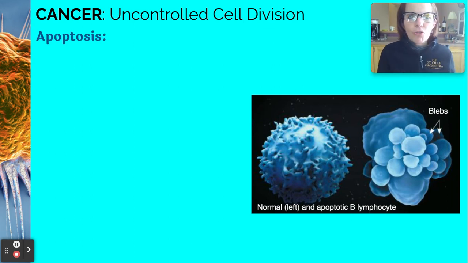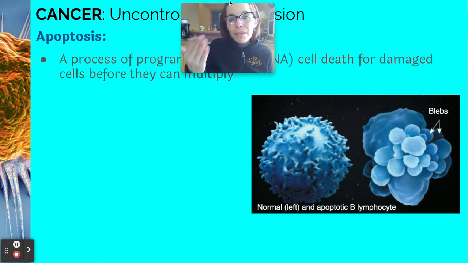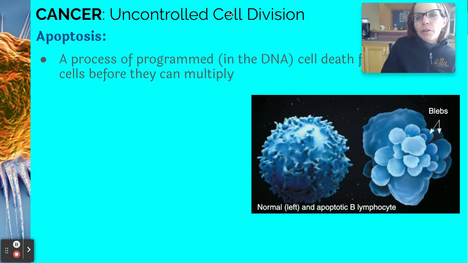All right, so let's talk about what cancer is specifically. Cancer is uncontrolled cell division. I'm sure you figured this out. Let's go over a couple reminder things before we get into cancer itself. So first of all, we've mentioned apoptosis before. I'm going to bring it up in more detail right now. Apoptosis is a process of programmed cell death. And when I say programmed, I mean that it's programmed in the DNA for damaged cells before they can multiply.